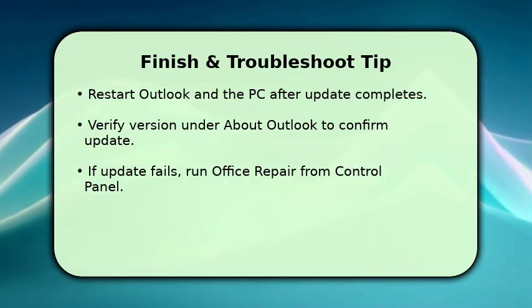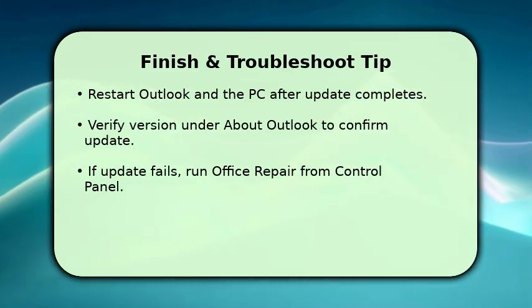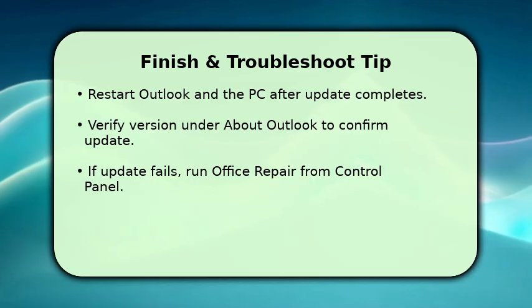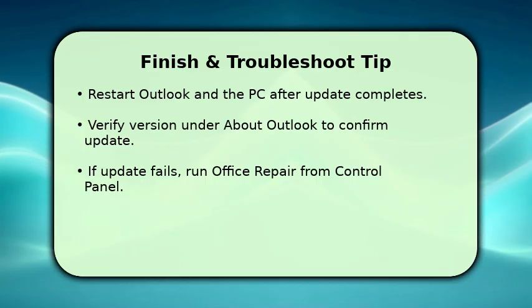If something goes wrong, don't panic. Run Quick Repair or Online Repair from Control Panel, Programs, Microsoft Office. This fixes corrupted files and often resolves update failures. Finally, make sure antivirus isn't blocking installers and try updating.